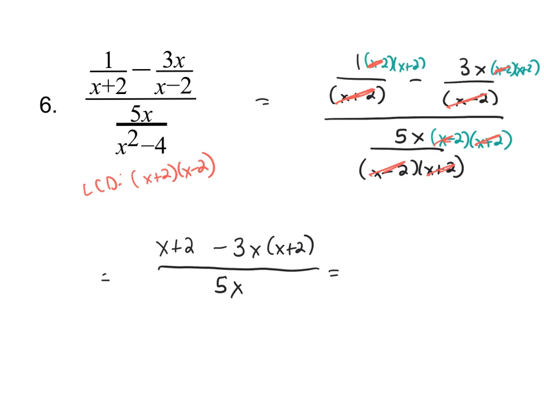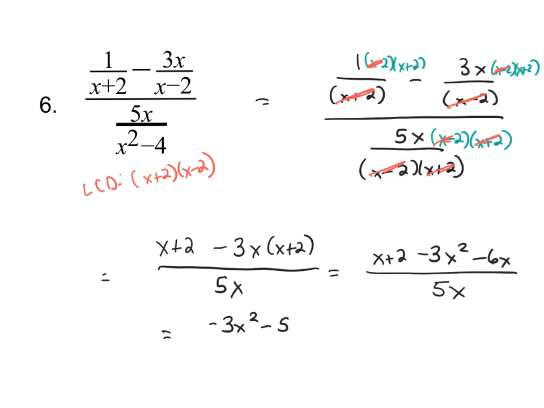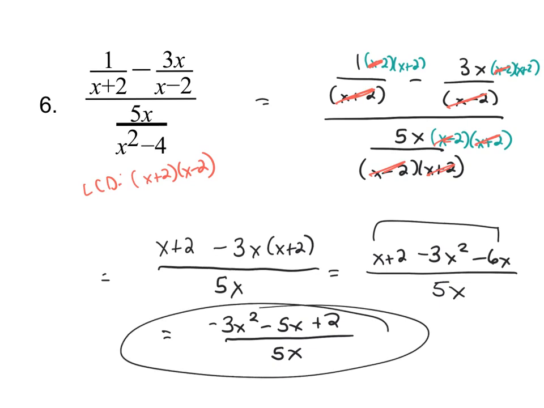So if I distribute the top, I get x plus 2 minus 3x squared minus 6x all over 5x. So that'll be negative 3x squared minus 5x, because I got these two I could put together, plus 2 all over 5x. Now I can try to factor the top, but I know the bottom doesn't factor because it's just 5x, so that's going to be my answer.